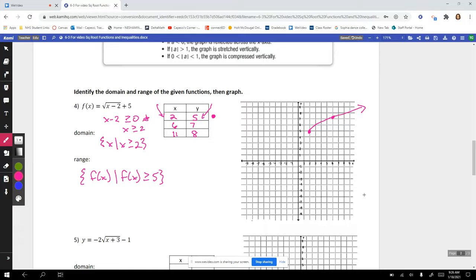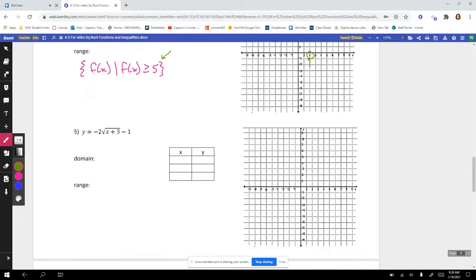Okay, so if you take a look back now at our domain and range. So again, I started at my 2, right? That's my starting point. And then my f of x is greater than or equal to 5. Again, that's my starting point right there. All right, let's look at another one.